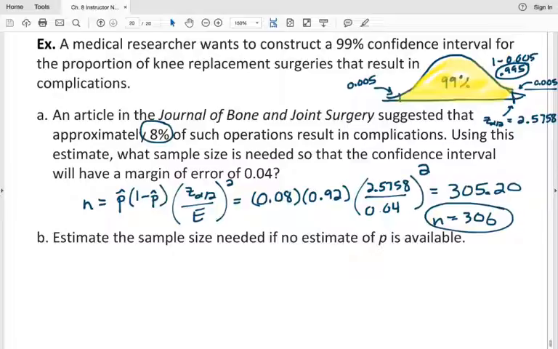Okay, so that was just putting these things into the calculator. Remember, we're only squaring the second set of parentheses. And if I do that, I get 305.198, rounds up to 306.